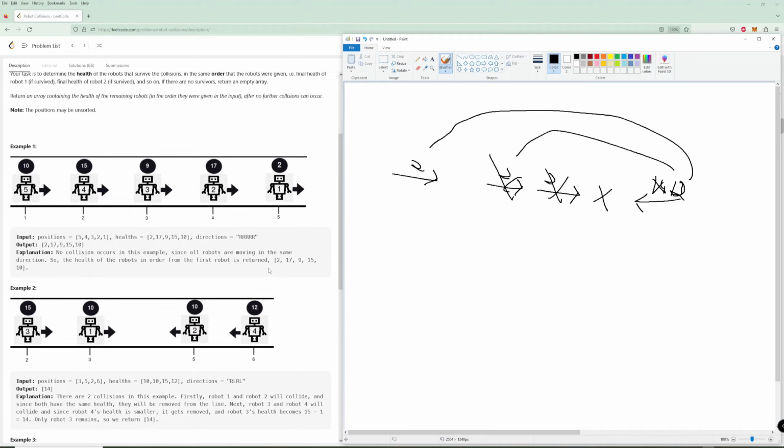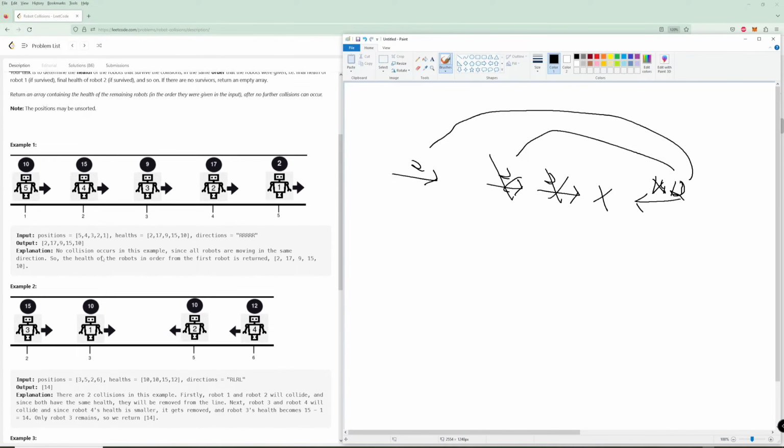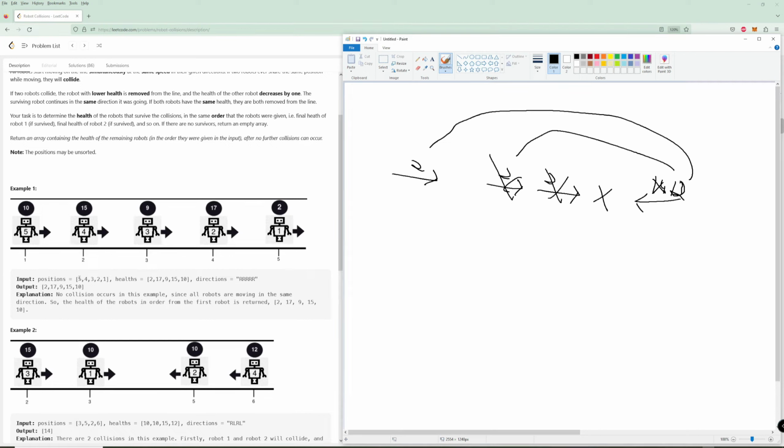Okay, now there are a couple more things we need to do to make sure we actually get a valid output. We need to return the output in the same order that we had the input in. So that's one thing we need to do, right? We can't just sort the positions. So how are we actually going to do this?